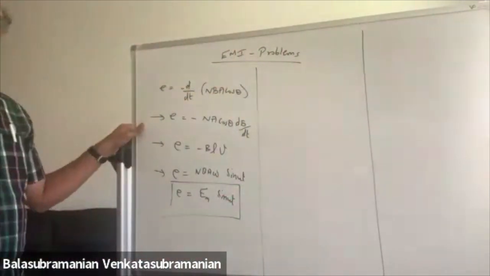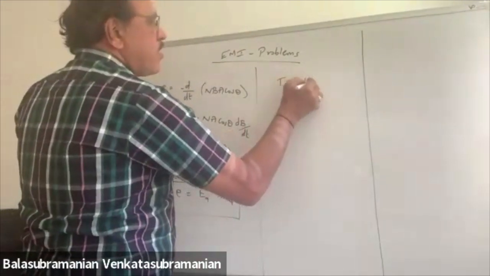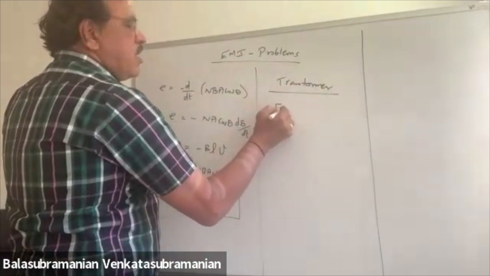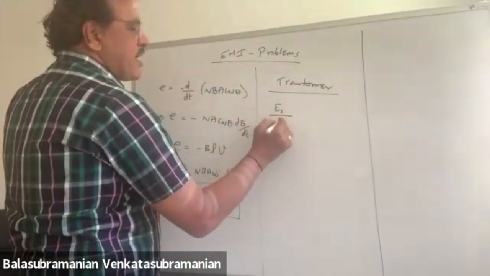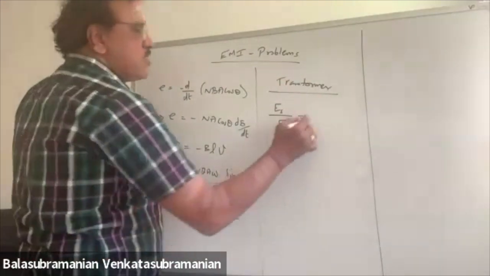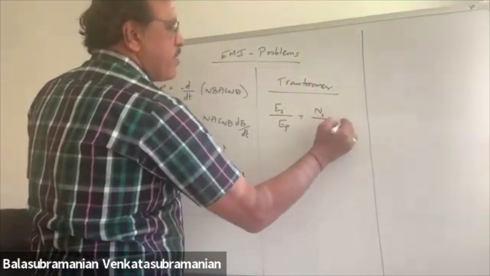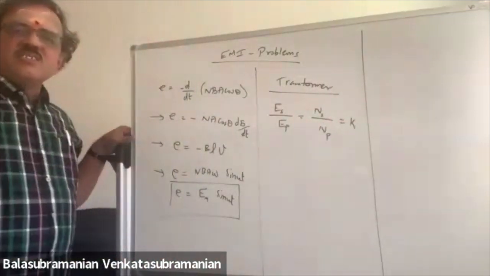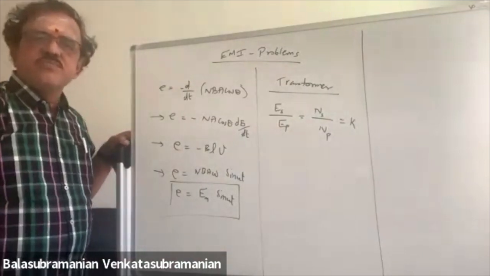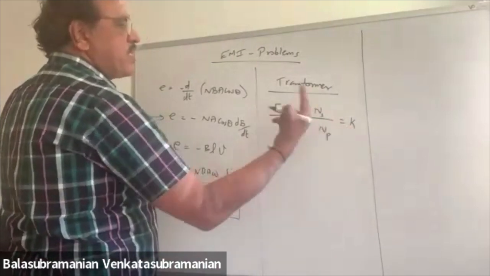So after this, the transformer we have seen: induced EMF in the secondary coil divided by induced EMF in the primary coil is equal to the number of turns in secondary by number of turns in primary. That is nothing but the turns ratio of the transformer, called the turns ratio. So ES by EP is equal to NS by NP, that is equal to K.